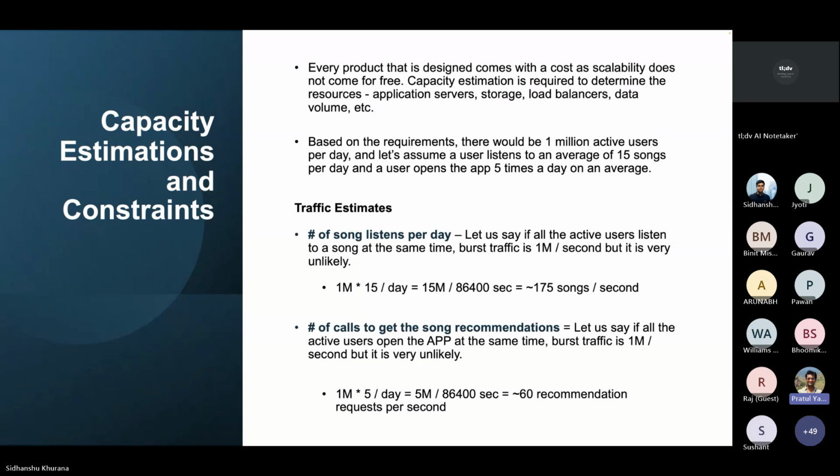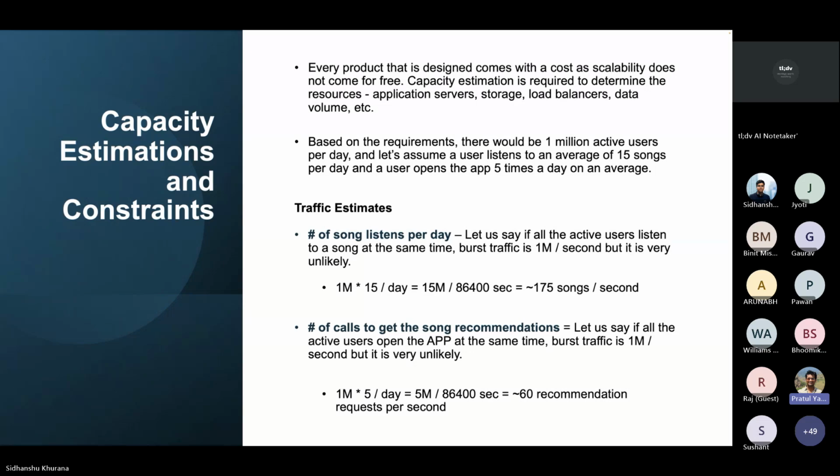So here we are taking an assumption that our system takes off and there would be 1 million active users per day. Sometimes it is also called DAU, daily active users. And there is an assumption that we have already taken, right? The assumption is a user typically opens this app 5 times a day and the user listens to 15 songs per day. So just by looking at that, we can probably say that our system is more write intensive. So it's a ratio of 15 to 5, which is 3 to 1, right? So now there are some assumptions that we have taken and we are going to compute the capacity estimation for traffic.